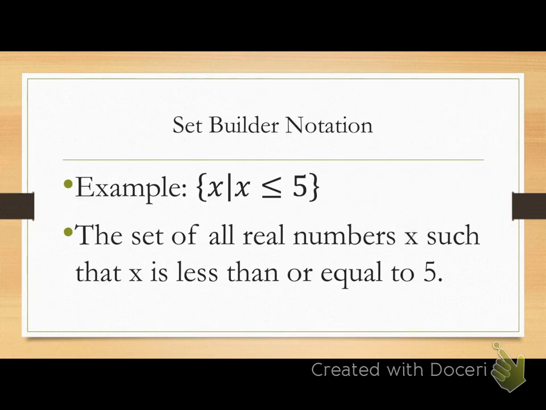I just want to show this to you real quick. You might see this in future math classes, set builder notation. An example of set builder notation is this right here, and this is how we would read it. These little braces denote a set. So this would be the set of all real numbers x. This little bar right here means such that x is less than or equal to 5. It's just another way to represent the solution set of an inequality. Okay? So just be aware of that. I'm not going to really ask you to write it like that at all, but just be aware of that for future math classes. Okay?